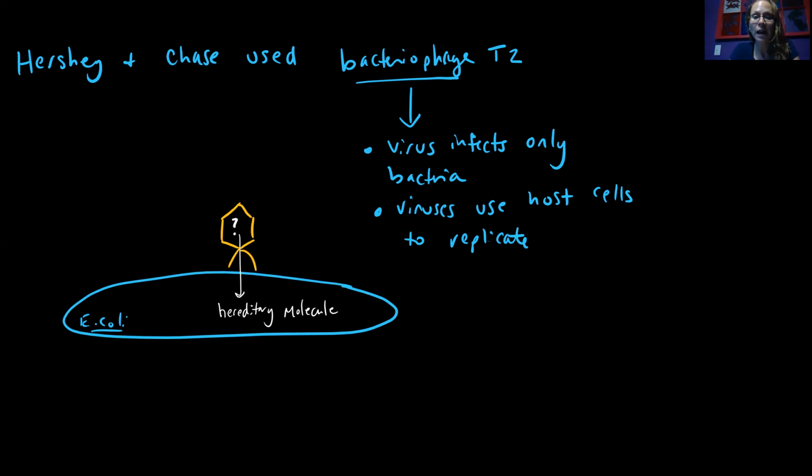So here we're seeing a bacteriophage injecting its hereditary molecule into the E. coli, and as a result of that, producing more bacteriophage. And so the question is, okay, what is the hereditary molecule? Is it a protein or is it nucleic acid?